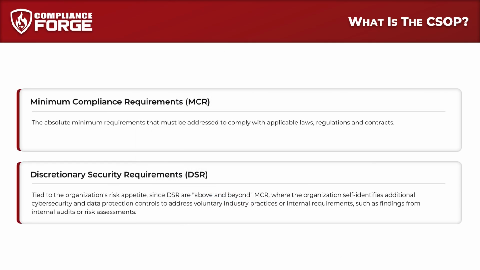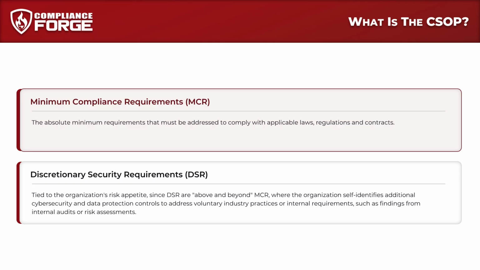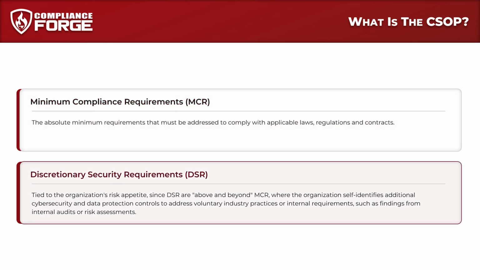The reason is simple. The SCF was designed to be tailored to an organization's specific needs based on must-have versus nice-to-have requirements. Minimum compliance requirements, or MCR, are the absolute minimum requirements that must be addressed to comply with applicable laws, regulations, and contracts. And discretionary security requirements, or DSR, are tied to the organization's risk appetite, since they are above and beyond the minimum.